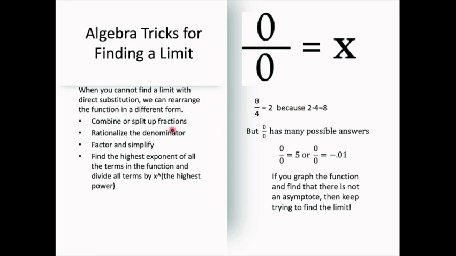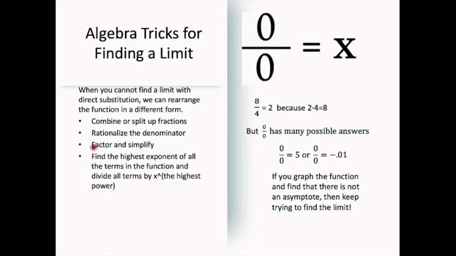So in these weird cases, here are some algebra tricks that you can use. Now, this isn't all of them, but these are the most common that we're going to use repeatedly. The first one is you could try to rearrange the function by combining fractions or splitting up fractions. Another one is you could rationalize the denominator. And actually, I should have put in there, you can rationalize the denominator or the numerator, because that can work both ways. So make sure you add that to your notes.